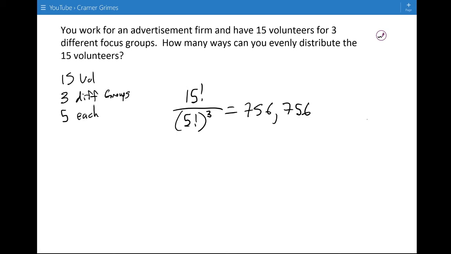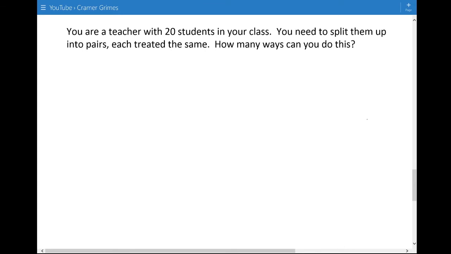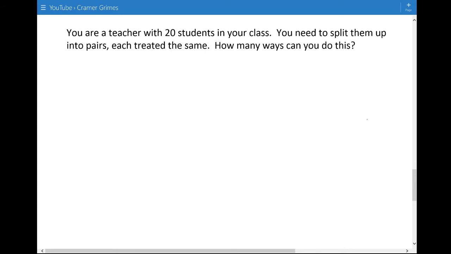And then for the last question, I want to hit on one that would be an unordered partition. So you are a teacher with 20 students in your class. You need to split them up into pairs, each treated the same. How many ways can you do this? And this is going to be very similar to the previous problem with just one change. And that change is that I'm treating each one of my groups the same.